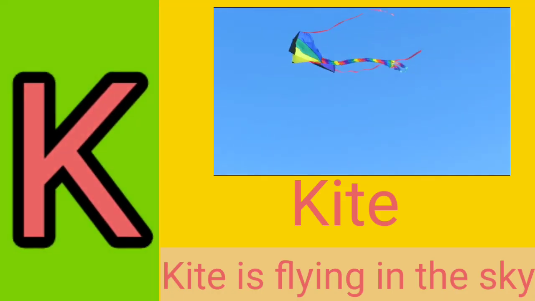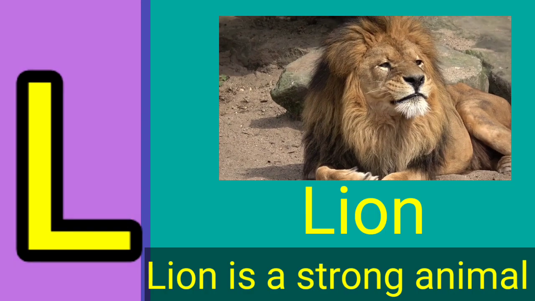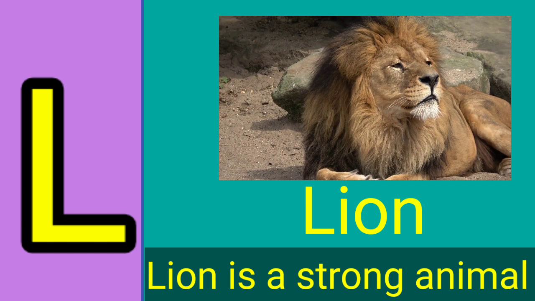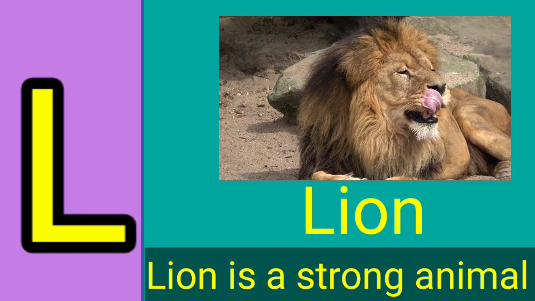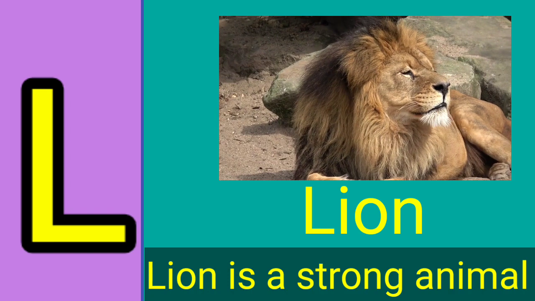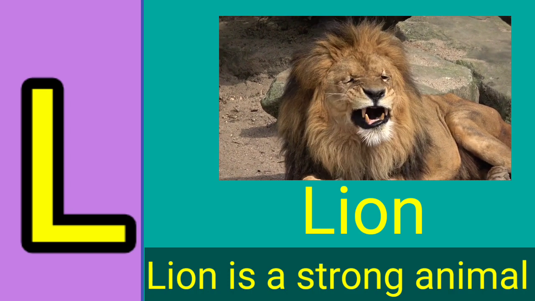K for kite. K, I, T, E. Kite. Kite is flying in the sky. L for lion. L, I, O, N. Lion. Lion is a strong animal.